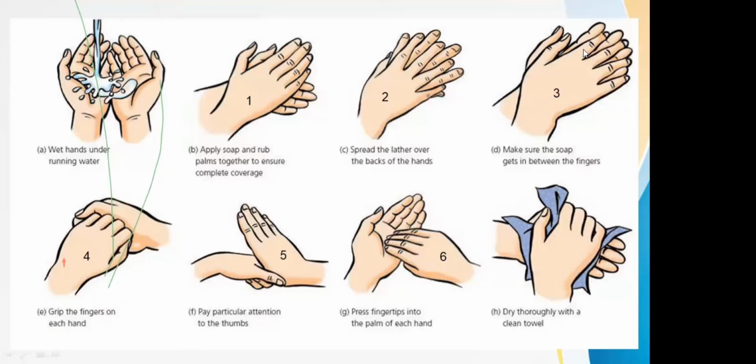So first one is forming lather. Second one, spreading the lather over the first and the other hand. Third one is interdigital. Fourth one is you're combining and making a fist. This is your fourth one, right? Fifth one is your anatomical snuff box area, right? And sixth one is making a fist and rolling it over the palmar surface of the other hand. So these are the 6 steps of hand washing.